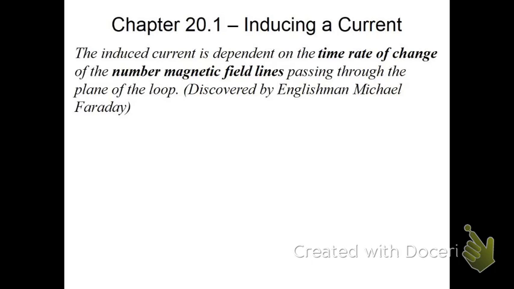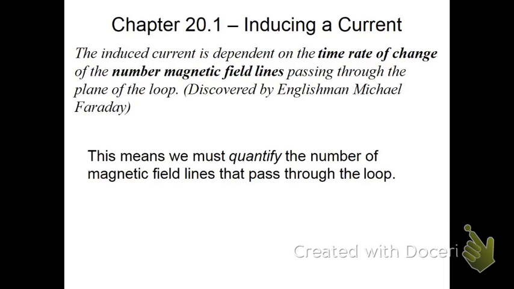Okay, so we discovered that if we change this field, I'm going to produce a current. All right, so Michael Faraday found that if I did this, the quicker I made this change, the more current I'm going to produce. So not only is changing the magnetic field important, but changing it quickly is also important. If we're going to do this, we need a way to put some numbers to this. How are we going to quantify this magnetic field going through a number of these loops?